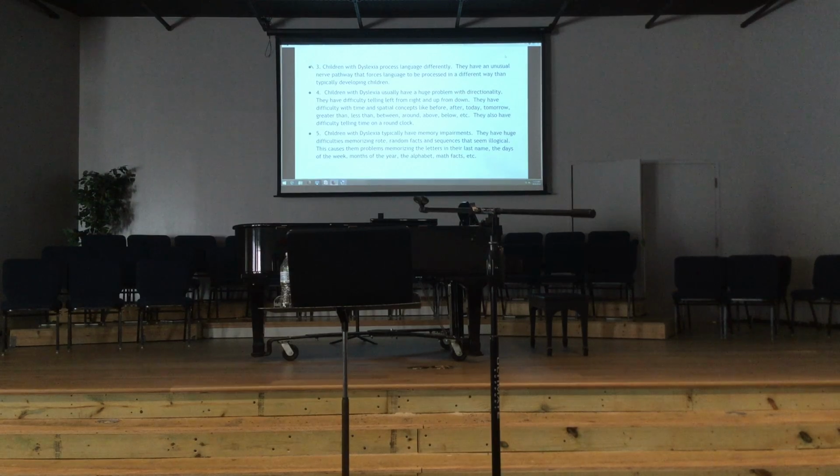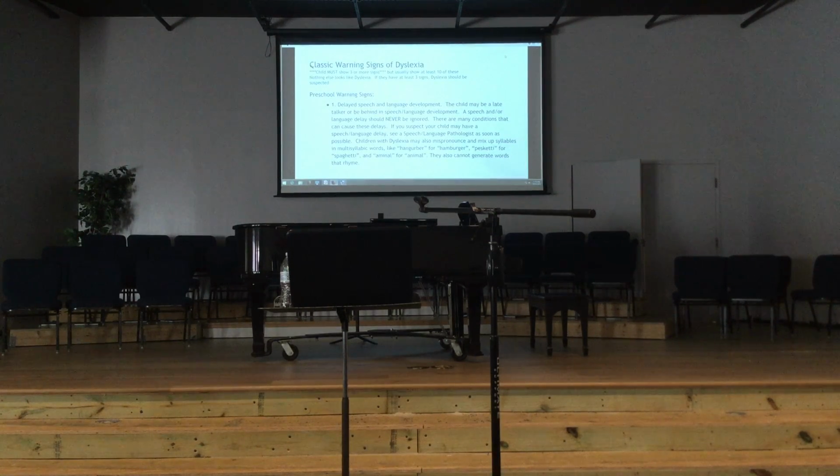Children with dyslexia typically have memory impairments. They have huge difficulties memorizing rote random facts and sequences that seem illogical. This causes them problems memorizing the letters in their last name, the days of the week, the months of the year, the alphabet, their math facts, all of these wonderful things that we ask these kids to do in kindergarten and first grade. These kids are terrible at them. So that's one of the signs that you're going to look for is, wow, they really can't memorize that stuff. There's a reason for that.